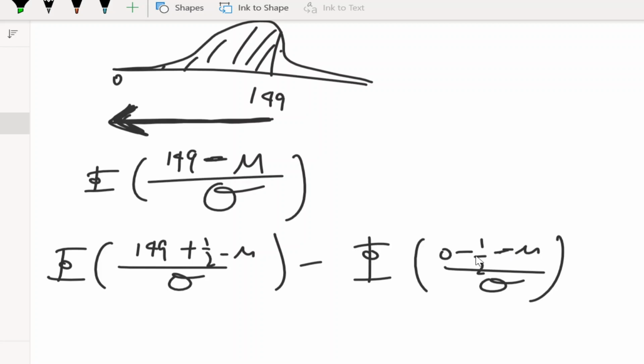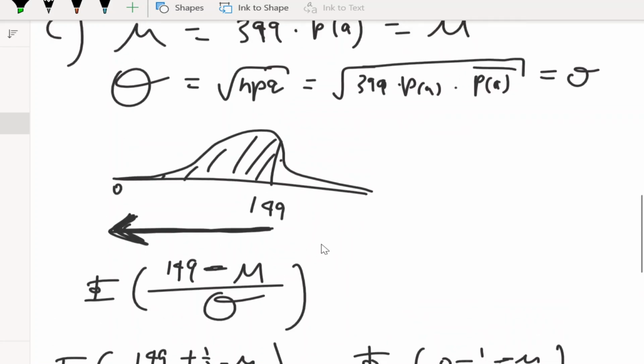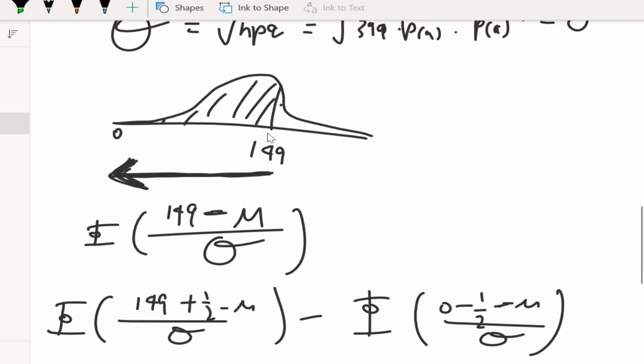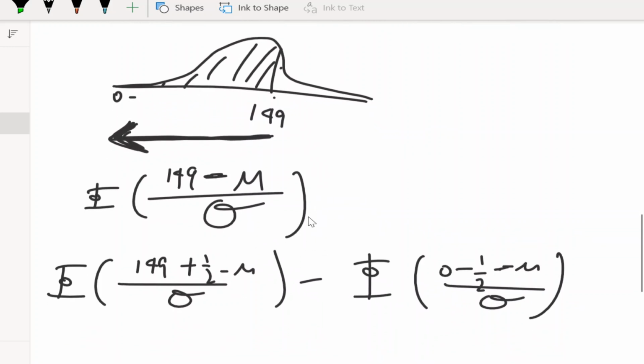And the reason I did it like this is because you're finding the area between 149 and 0. Or any other number, you subtract the phi of the leftmost number from the phi of the rightmost number. So we're just doing the CDF of both and finding the difference. You'll see that they'll basically have the same answer. It'll be slightly different because of these correction factors. But both of these answers should be correct if I am not mistaken.